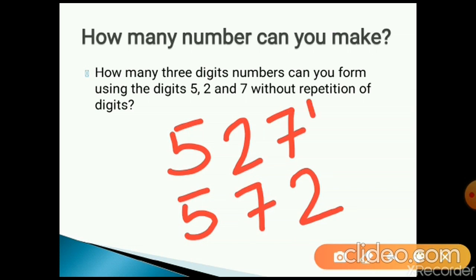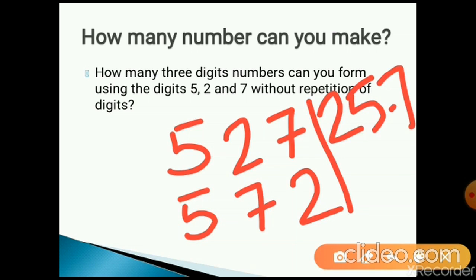Now we will start with the second number. We will write the second number at first place, that is 2. We will write the first number at second place, that is 5, and we will write the third number at third place. Now we will fix 2. We will write the third digit at second place. We will write the second digit at third place. So our new number is 275.